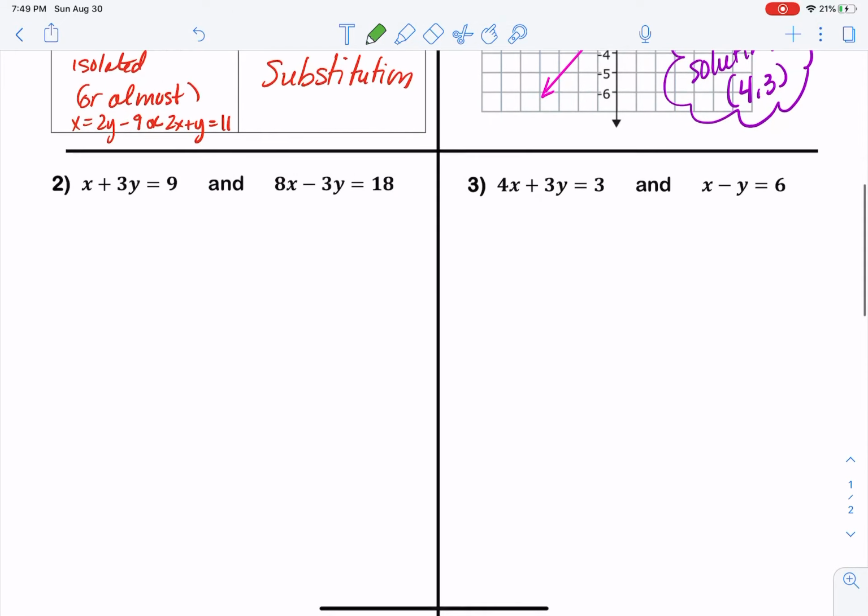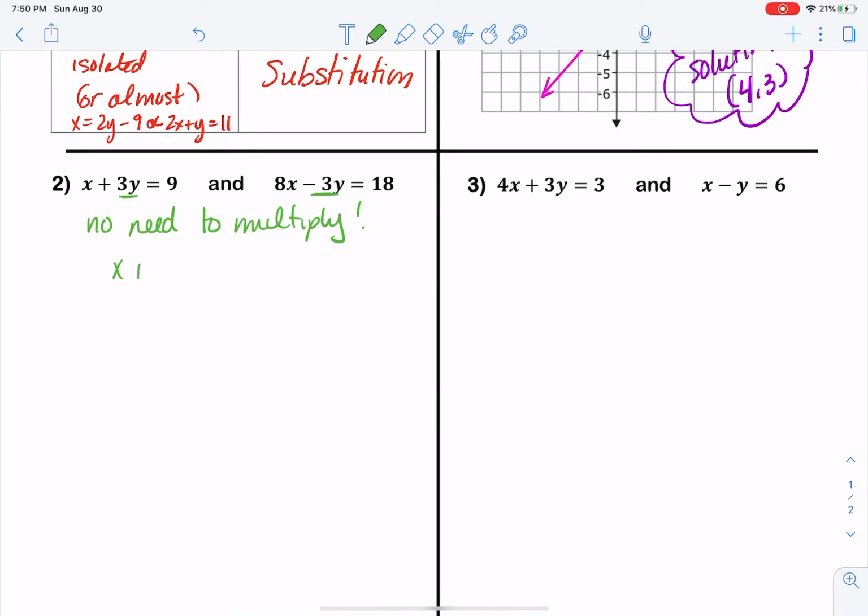So now let's look at elimination. So when I look at this, I can see that I have 3y and negative 3y. So that's the same coefficient, just with opposite signs. So when I add them up, there's no need to multiply, because they're already the same number.